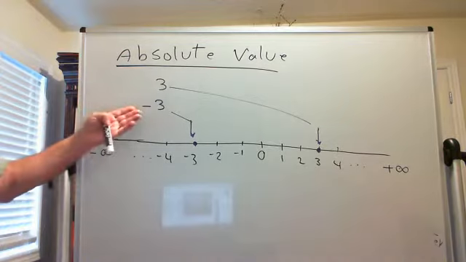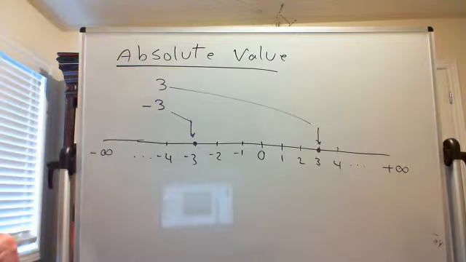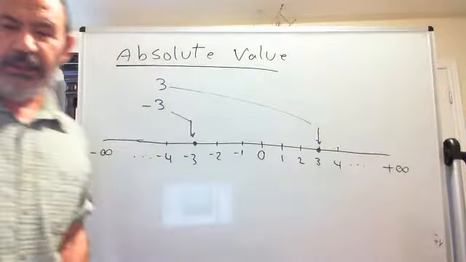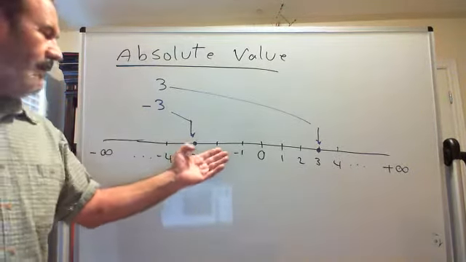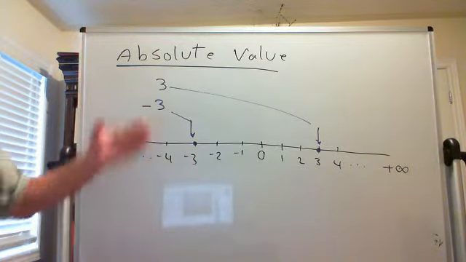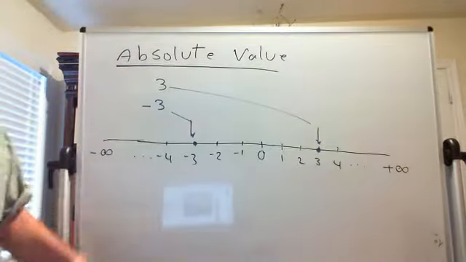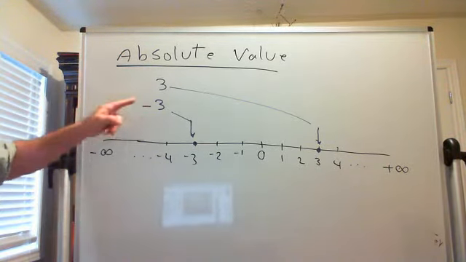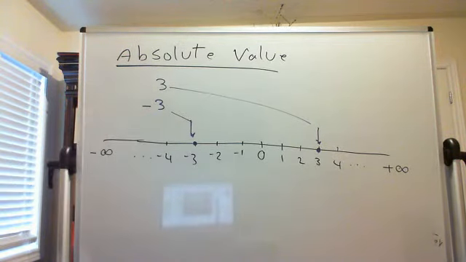Now, what are the positive and negative signs telling us regarding this number 3? When we say 3, it means 3 units on the right side of the 0 on the number line. And when we say negative 3, it means 3 units on the left side of the 0 on the number line. So 3 is 3 units right of the 0, and negative 3 is 3 units left of the 0. Can you see the role that the positive and negative signs are playing here?